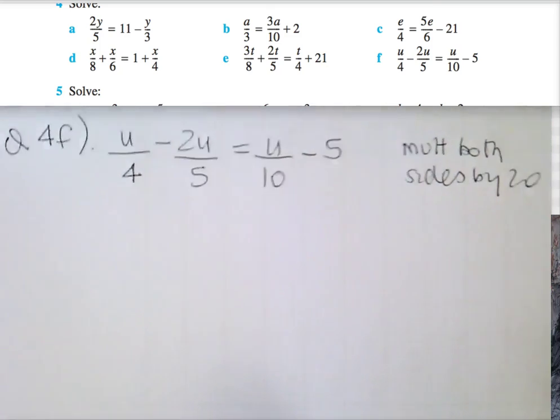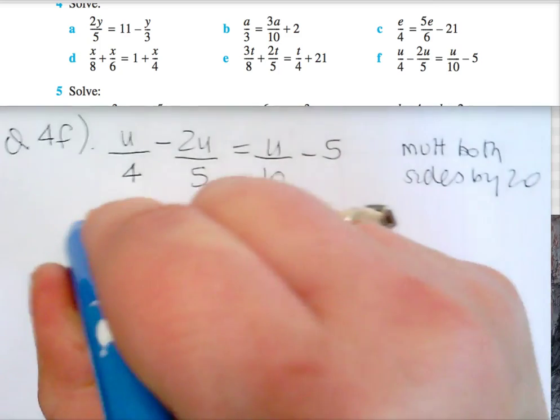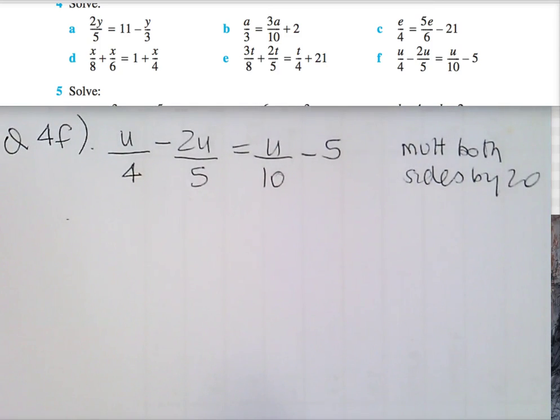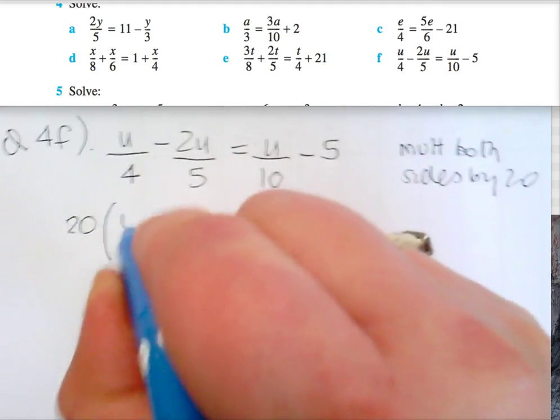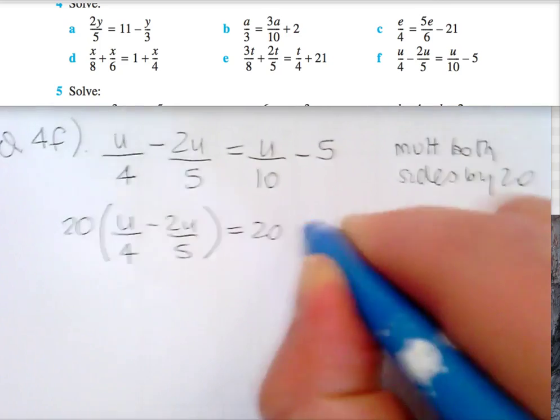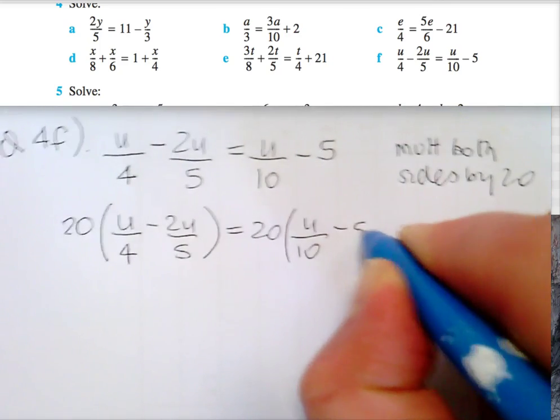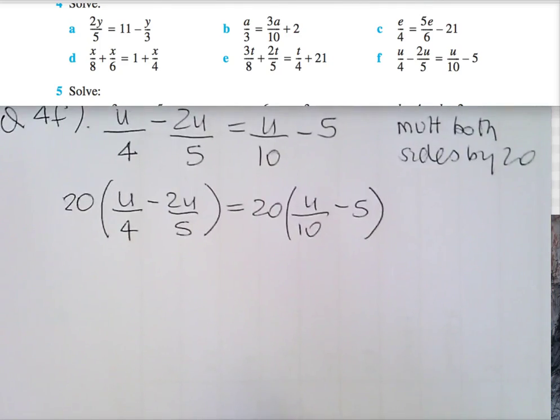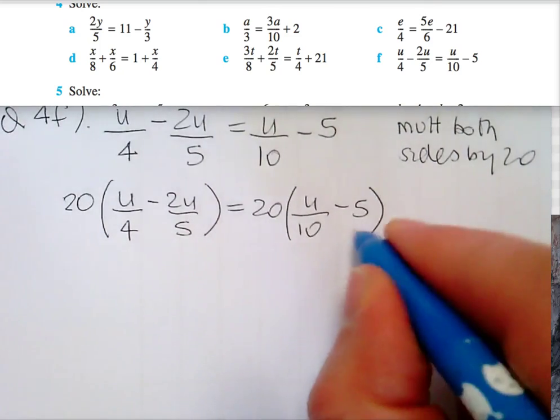We're multiplying both sides by 20. We've got a balanced equation. If we multiply one side by 20, we multiply the other side by 20. But the thing is, you've got two terms on both sides. So you can either go 20 bracket, the left and the right. You can either go like this, 20 bracket u over 4 minus 2u over 5 equals 20 bracket u over 10 minus 5. I'm multiplying both sides by... Yeah, minus 5 over 1.